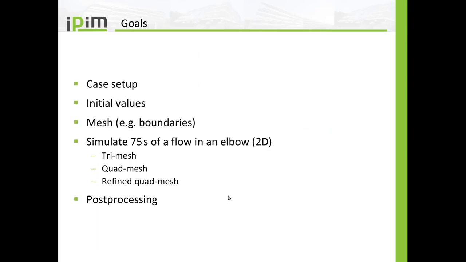The goals of this tutorial are the following. I want to show you how the case setup is built up, how you can check the initial values and maybe even change them, how you can import a mesh externally and how you check if the boundaries are set up correctly. And then in the end I will show you how to simulate 75 seconds of a flow in a two-dimensional elbow geometry on three different meshes: a tree mesh, a quad mesh, and we will refine this quad mesh. And I will show you how to post-process the results.